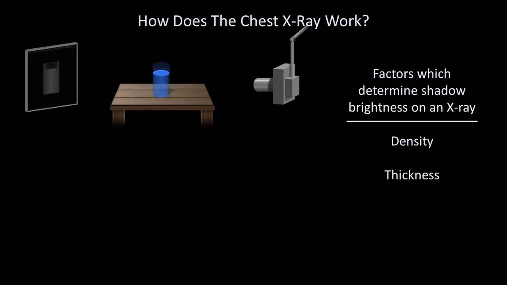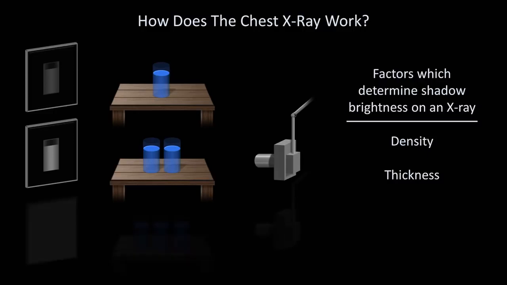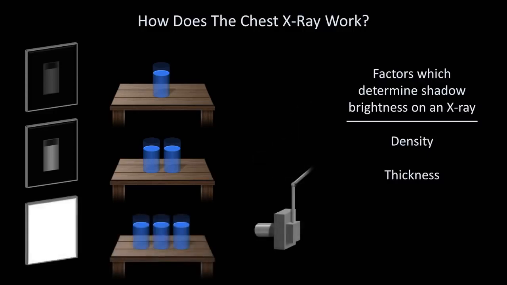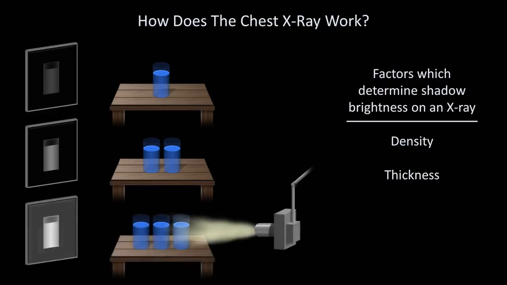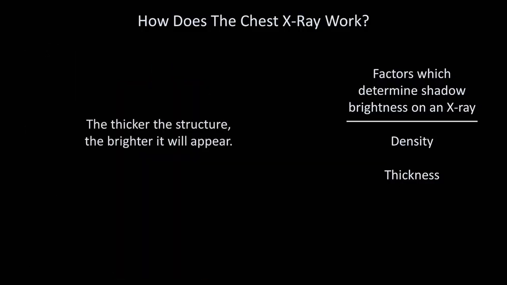If instead of one glass of water, we line up two glasses in a row and shoot X-rays through both, twice as many will be blocked. The resulting image will therefore be more gray because the specific part of the film corresponding to the shadow of the glasses has been relatively less exposed. Finally, if we shoot X-rays through 3 glasses of water, the image of the glass will be brighter still. In summary, the thicker the structure, the brighter it will appear on the X-ray film.